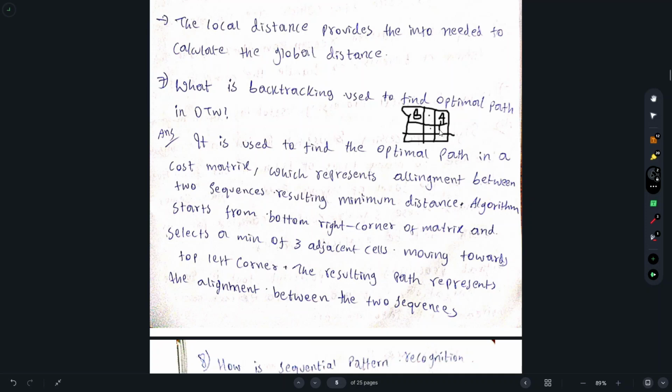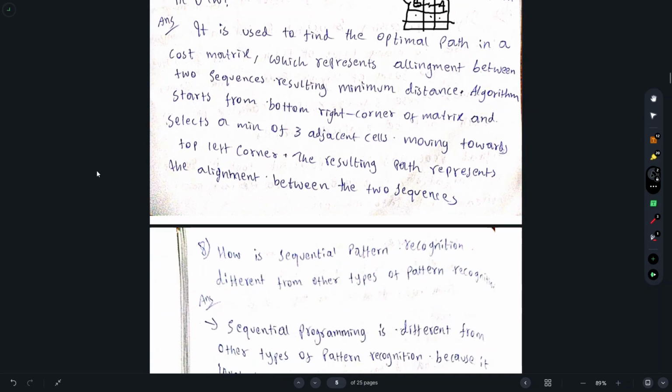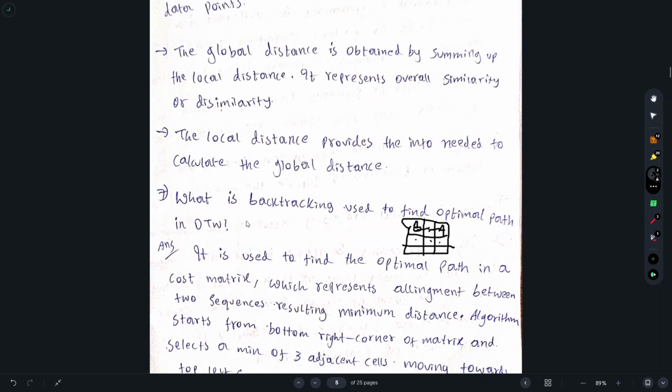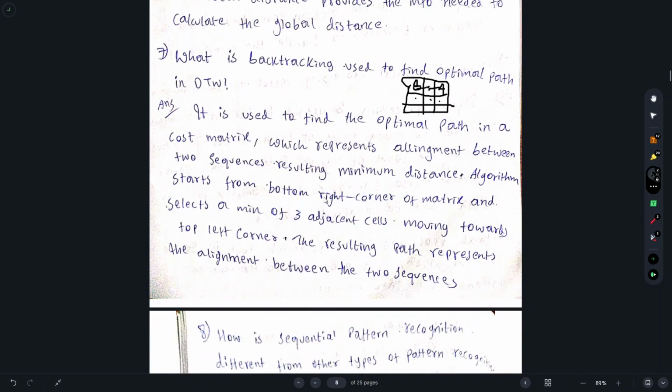First it will try this. If it is not working, it will go back. Again it will try this; if it is not working, it will go back. Oh, sorry, this is working. After this it will check the three other points. Again it will try this, go back, try this, go back, and it will find the solution. The resulting path represents the alignment between the two sequences. So backtracking is used to find the optimal path in DTW in this way.